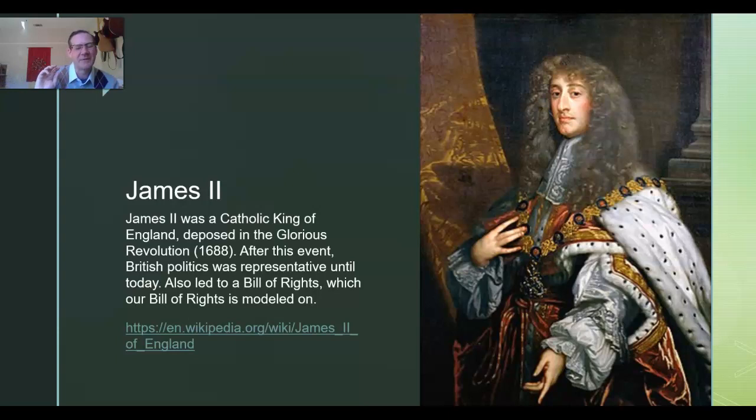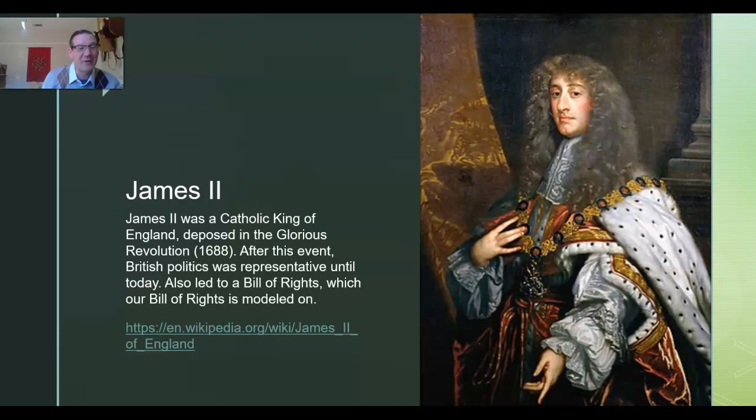So from 1688 to today, British politics has been strongly representative, and Parliament from 1688 increased its power, okay. Also coming out of the Glorious Revolution, we're not going to talk about it too much, but they kicked out this king and they brought in a different king because they were mad at this one, right? He was Catholic. They didn't like Catholics. He was trying to govern without Parliament, things like that.